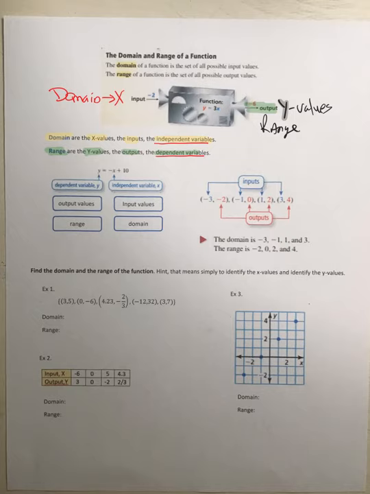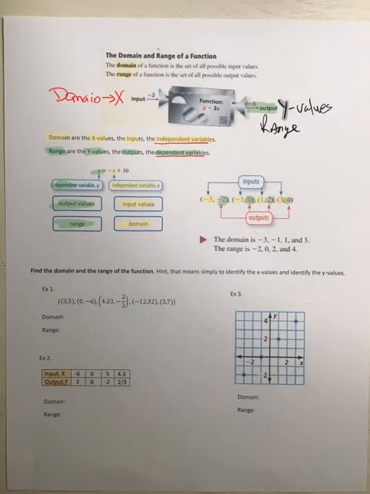So basically, just showing you again that the range are the y values, right? The range is the outputs, which are the dependent variable, which are the y values, and the domain are the input values, which is the independent variable, which are the x values. Again, the domain are the x values and the range are the y values.